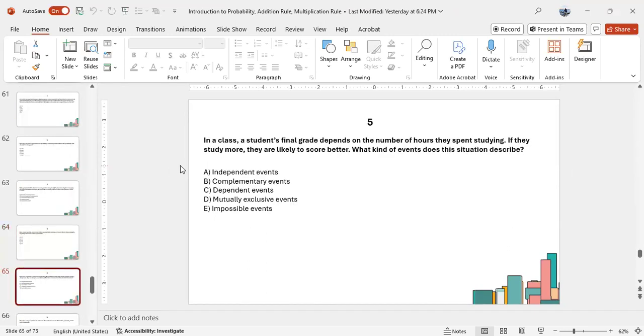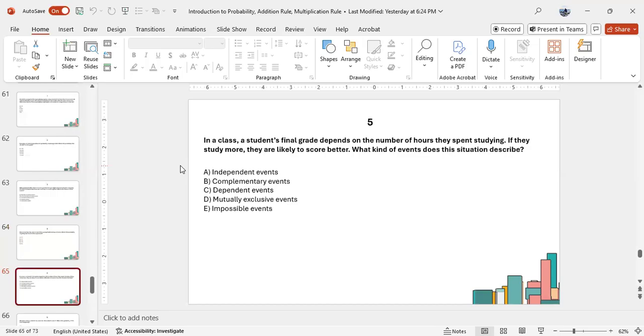Moving forward to the next MCQ. In a class, a student's final grade depends on the number of hours they spend studying. If they study more, they are likely to score better. What kind of event does this situation describe? A, independent events, B, complementary events, C, dependent events, D, mutually exclusive events, or E, impossible events?